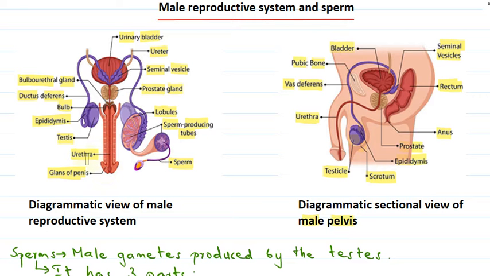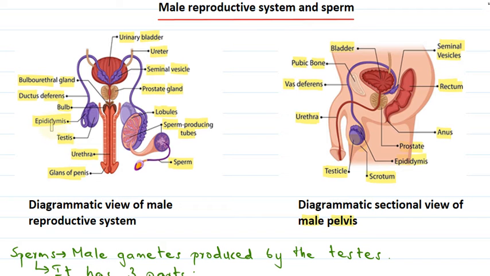Then here we can see there is the urethra. The urethra is the duct that transmits urine from the bladder to the exterior of the body during urination. It originates from the bladder and extends through the penis. Okay. Then there is the testis. The testis is the male reproductive organ. It produces sperm, that is the male gamete. Also, the male sex hormone, testosterone, is produced by the testes.